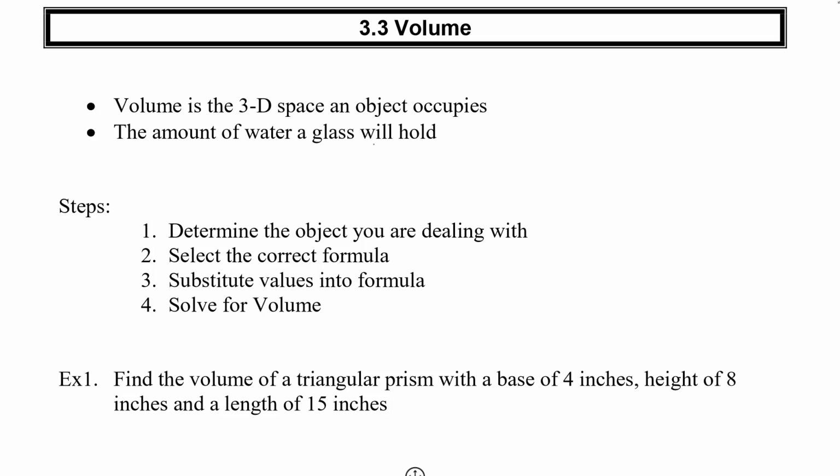In general, I find that volume is a little bit easier than surface area. There are fewer things to add. It's all about multiplication, multiplication, multiplication. So I'm just going to do two examples. I'm not going to do examples of all the different shapes. You can refer to your formula sheet for those. So the steps are very similar. Determine the object you're dealing with, select the correct formula, substitute the values into the formula, and solve for volume.